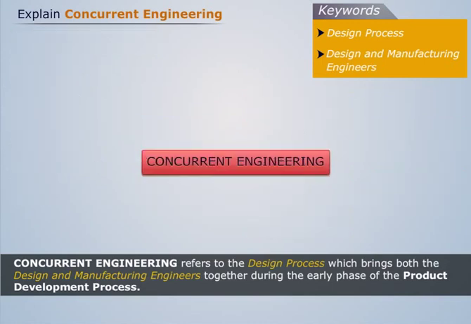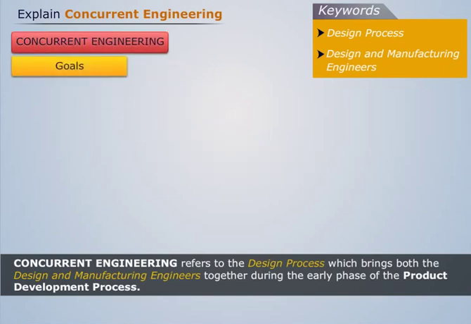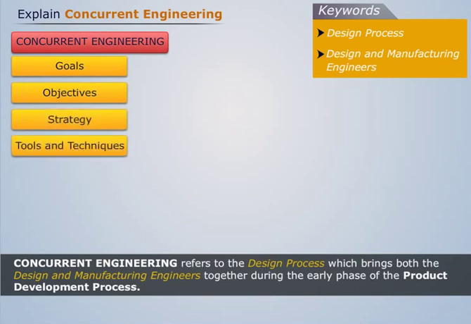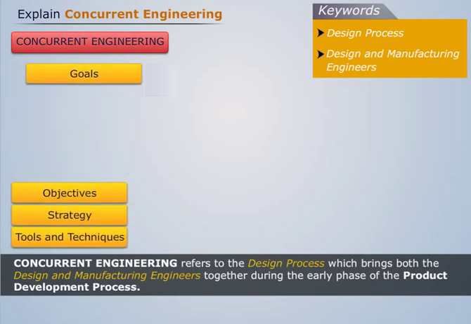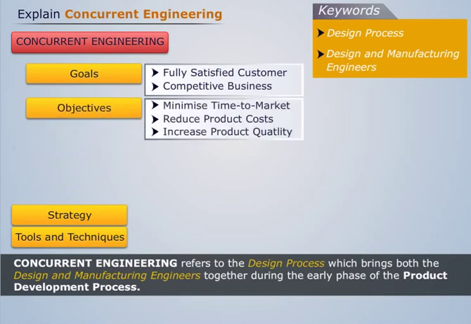We can analyze concurrent engineering through 4 different parameters. That is goal, objective, strategy, and tools and techniques. The main goal of concurrent engineering is to satisfy the customer's need and improve the business. Its main objective is to minimize the cost and time to increase the quality of the product.